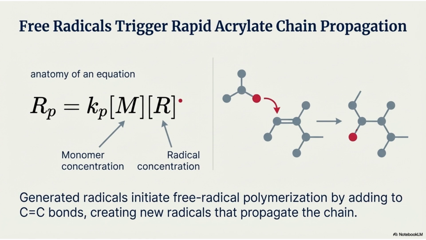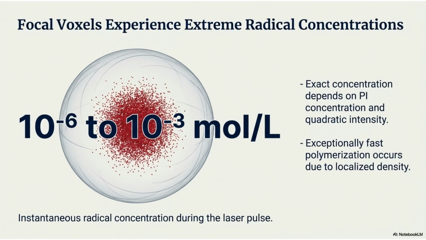Generated radicals initiate free radical polymerization by adding to carbon-carbon double bonds, which creates new radicals that propagate the chain. Focal voxels experience extreme radical concentrations, ranging from 10 to the power of -6 to 10 to the power of -3 mol per liter, resulting in exceptionally fast polymerization due to this localized density.